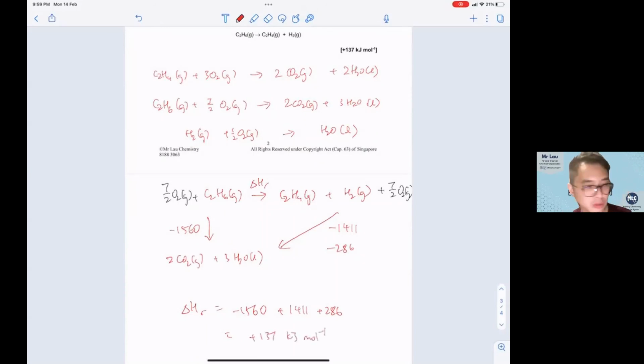So this is how you solve energy cycles. You just need to balance both sides and make sure that everything is fully balanced, and you will definitely get the correct result. And all you need to do is to have a lot of practice to do well for this type of questions.